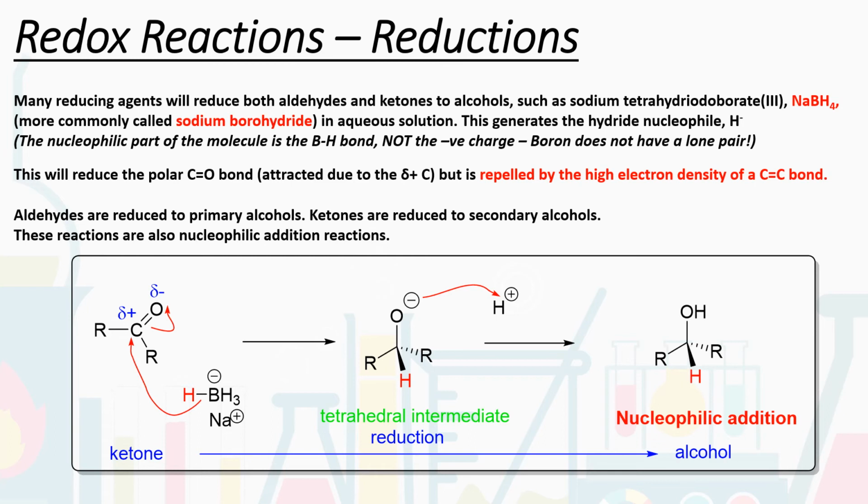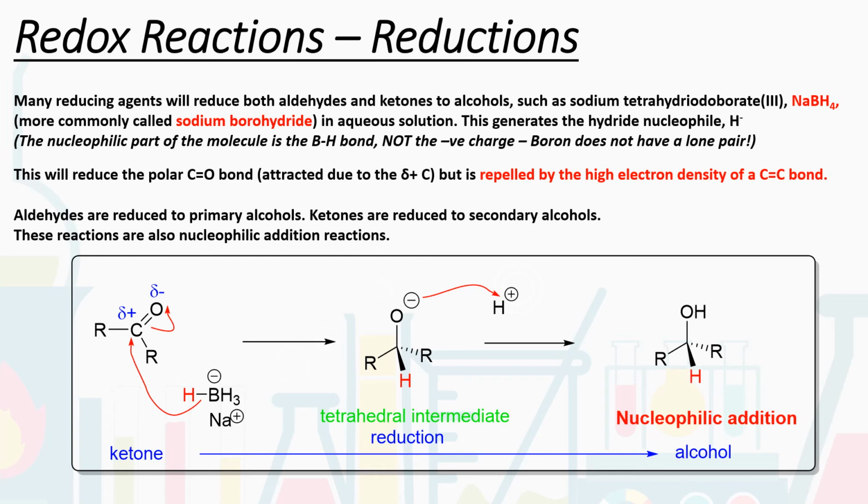And so the second step is then the same. We'd have some protons somewhere, maybe sometimes from water, if it's an aqueous solution. And so our negatively charged oxygen just picks up a proton, and then we end up, in this case, having gone from a ketone to an alcohol. And the same thing would have happened if we started with an aldehyde. So the sodium borohydride will reduce ketones and aldehydes down to alcohols.